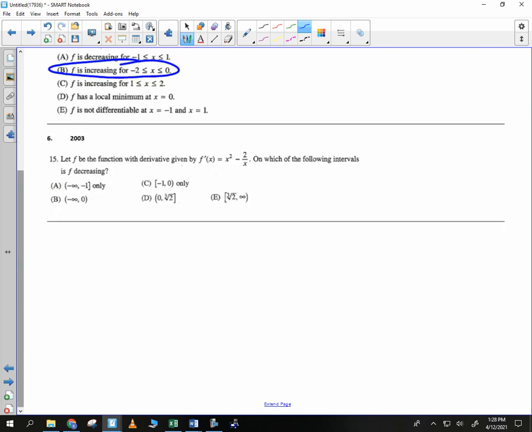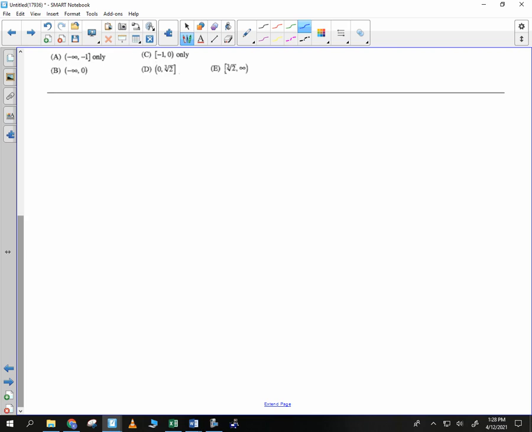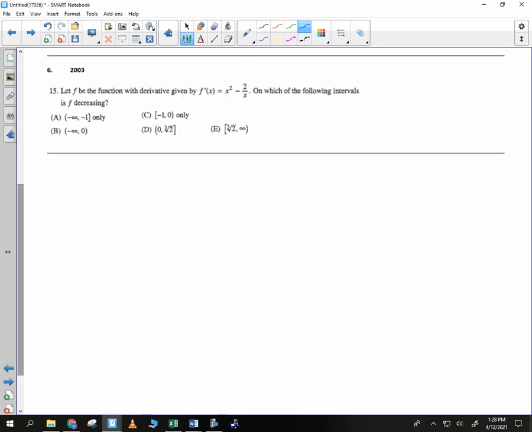I think that this is the toughest one for people. I'm going to make it quite simple. It says, let f be the function given by this derivative. On which of the following intervals is f decreasing? So we have to say x squared minus 2 over x. We're going to look at where that is equal to 0 to see where it changes sign. Again, it's the derivative. I will multiply the top and bottom by x in order to get x cubed minus 2 over x is equal to 0. Is everybody okay with that setup right now?